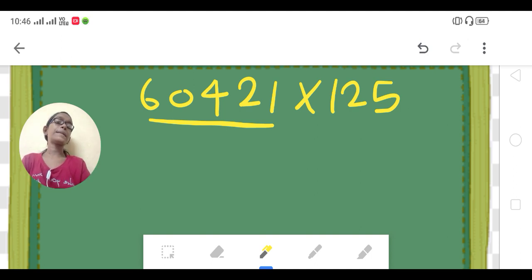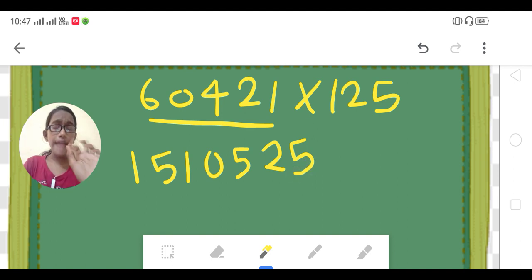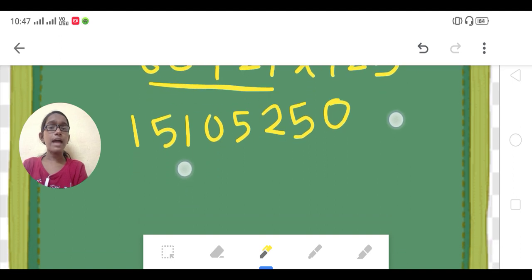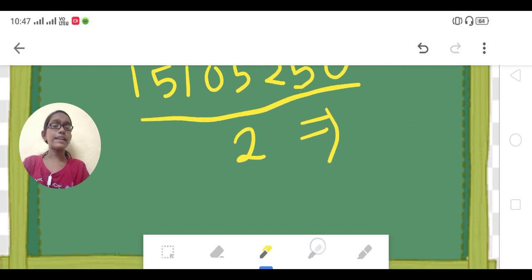If I multiply this number with 25 easily, I have told the trick, so you would be knowing that. Okay, so your answer would be 1510525. And then what you will do is put a 0 in the end. Do not forget this step, and then just divide this number by 2. So this way you can easily get your answer.